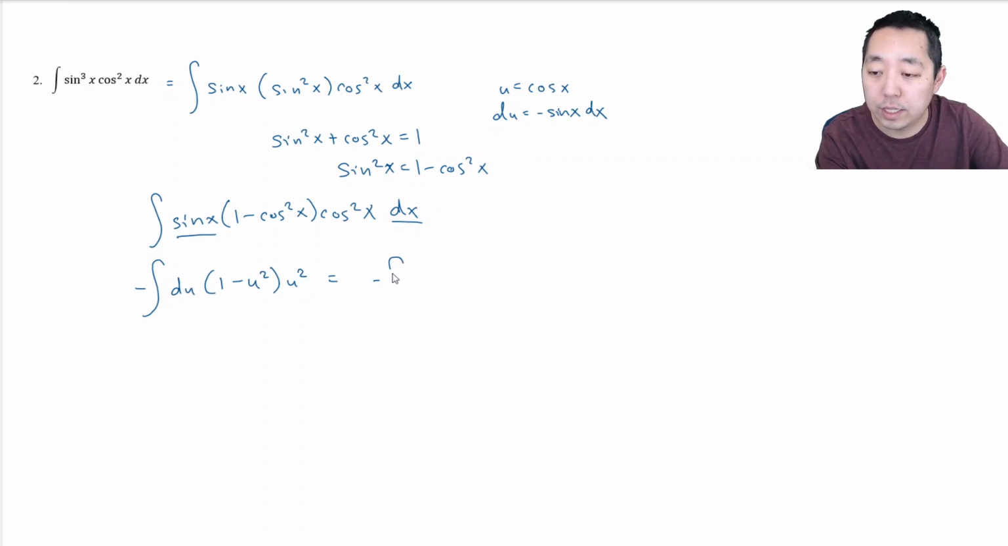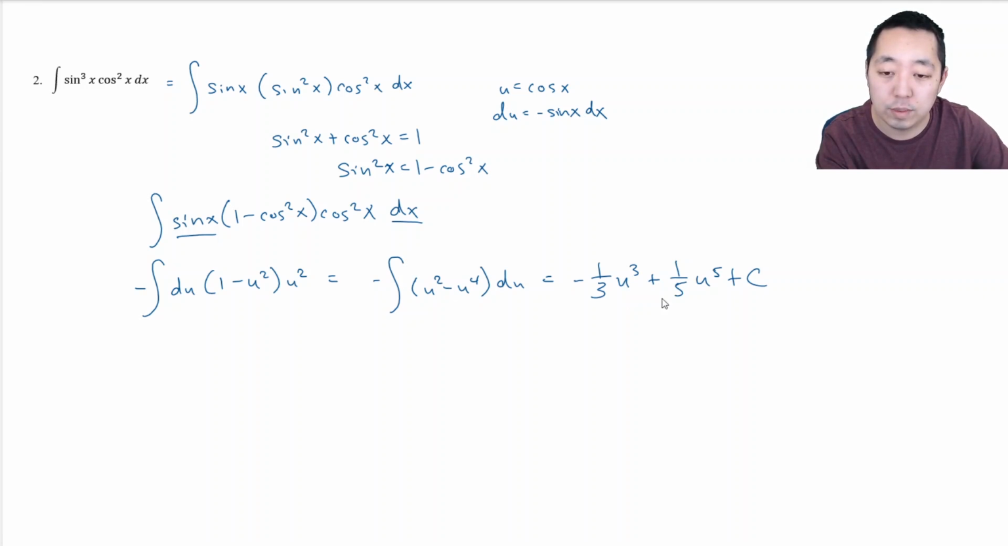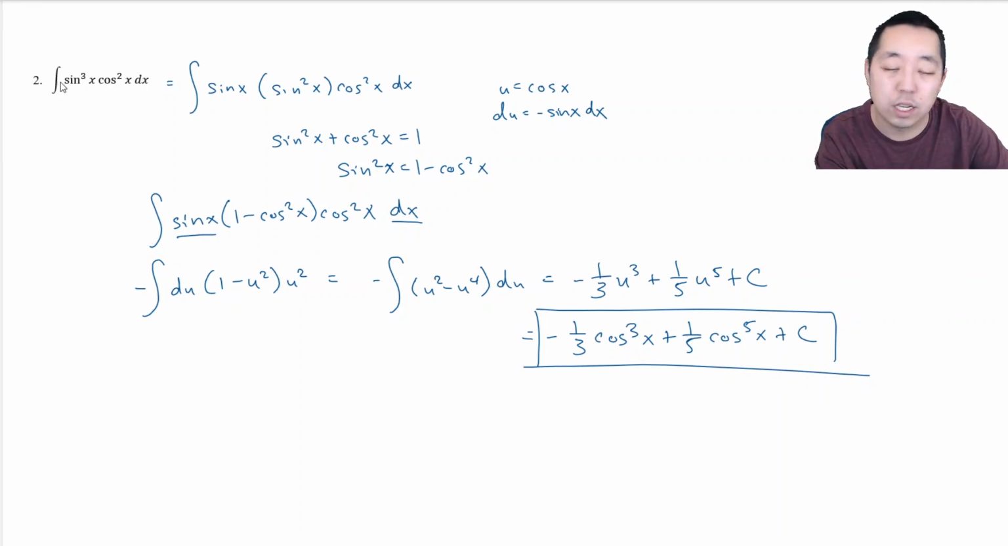And then all of this is going to be 1 minus u squared. And then distributing this out, this is going to be u squared minus u to the fourth du. And then I can do the antiderivative or power rule for each of these. This is going to be negative 1/3 u cubed plus 1/5 u to the fifth plus c, because the negative is going to make that negative and negative make that positive. So this is negative 1/3 cosine cubed x plus 1/5 cosine to the fifth x plus c. So if you have an odd power of one of the trig functions, it's actually not too bad.